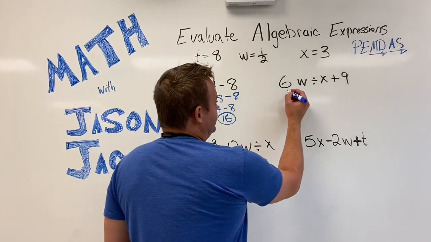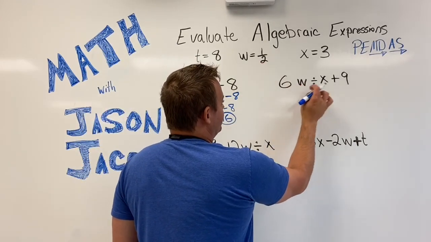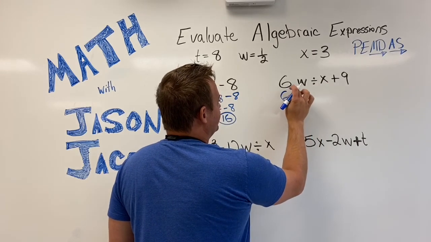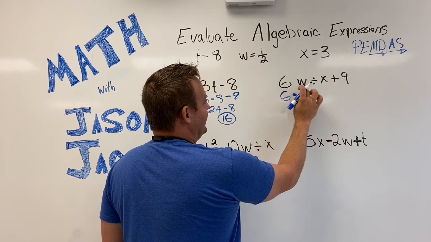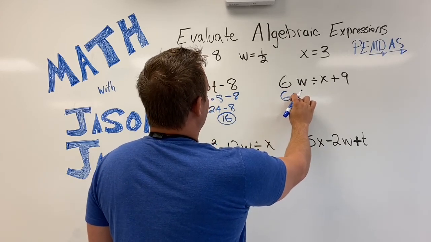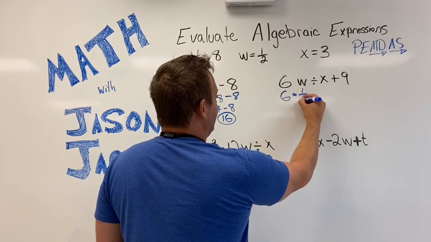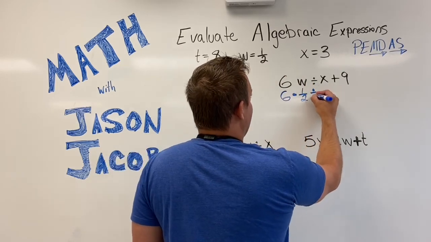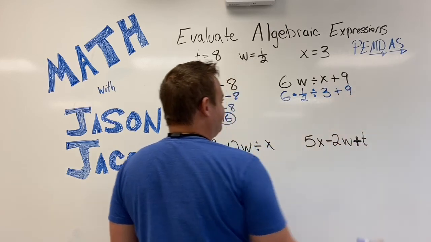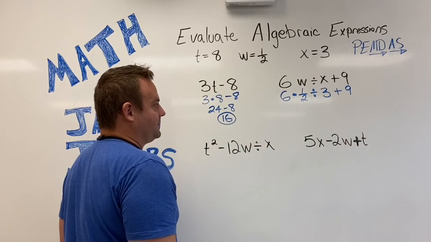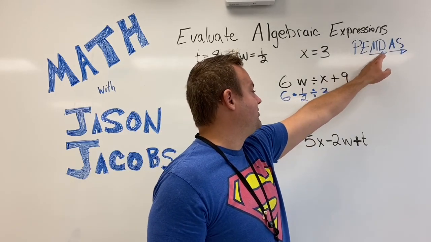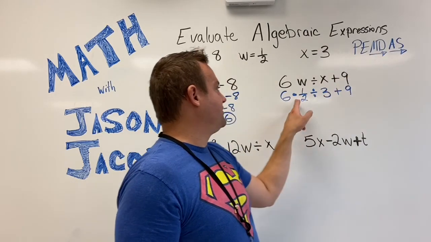So we're going to substitute these values in for w and x. So 6 times, when the coefficient is next to the variable, that means you multiply. 6 times, what is w? A half. So 6 times a half, divided by x. X is 3, plus 9. All right, what comes first? Multiplication or division? Well, multiplication or division, first come, first serve. So in this case, multiplication.